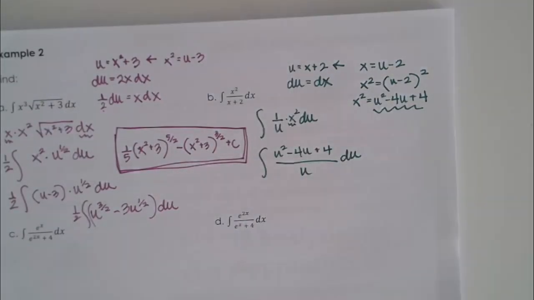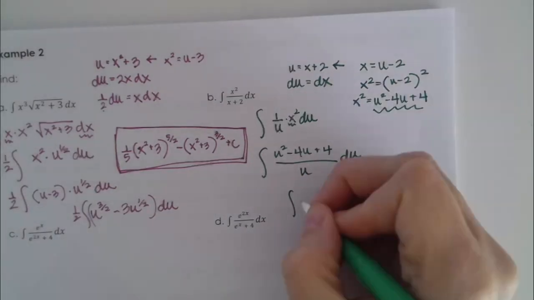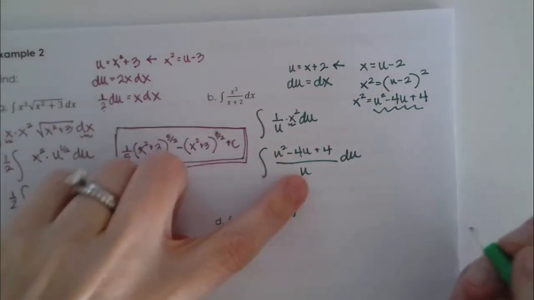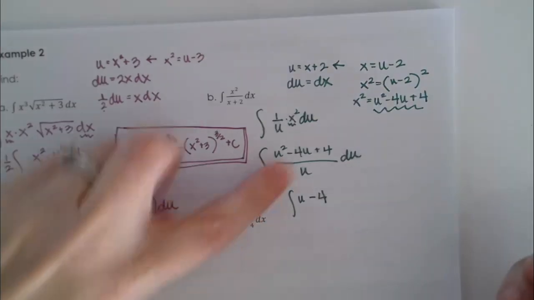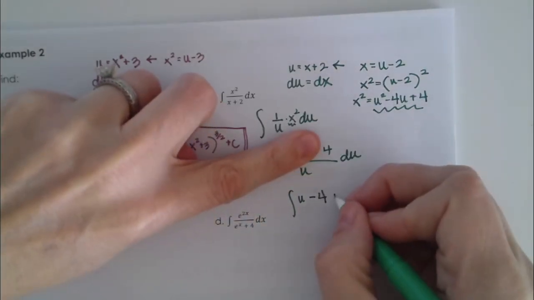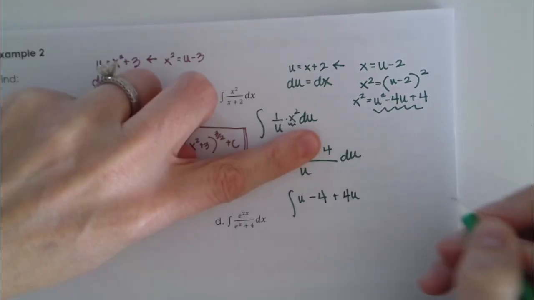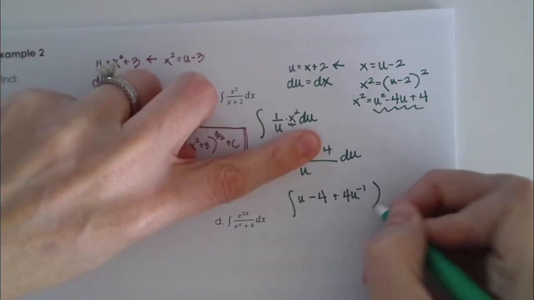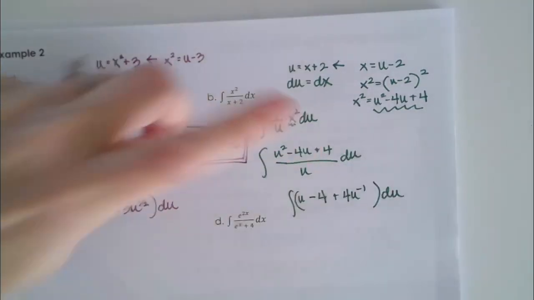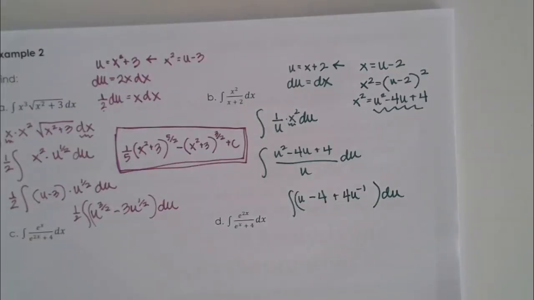Now, it's still a fraction, but notice that I could divide everything by u and create 3 separate terms, which means this is really the same as the integral of u when I divide it here, minus 4, and then 4 over u. I would really go ahead and say that's 4 times u to the power of negative 1. And we know that this is a very easy integral to do. So you go ahead and pause and finish it up. Put your u back in where it goes.